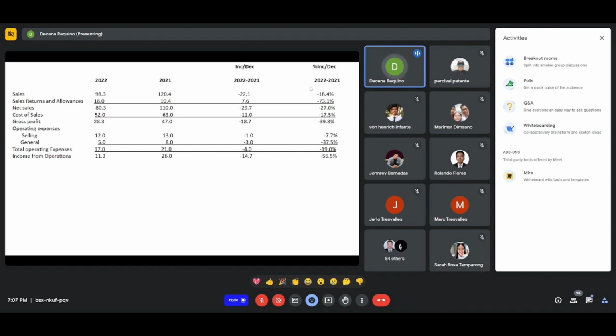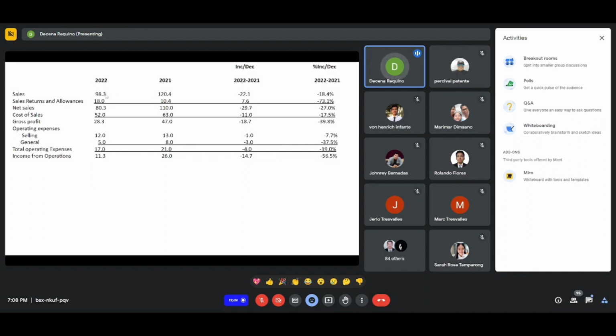Para makuha mo yung percentage increase or decrease niya, yung increase or decrease, i-divide mo siya dun sa base period value, yung 2021. So yung 22.1 divided by 120.4, makukuha natin yung percentage increase or decrease. So dito sa sample, meron siyang decrease na 18.4%.